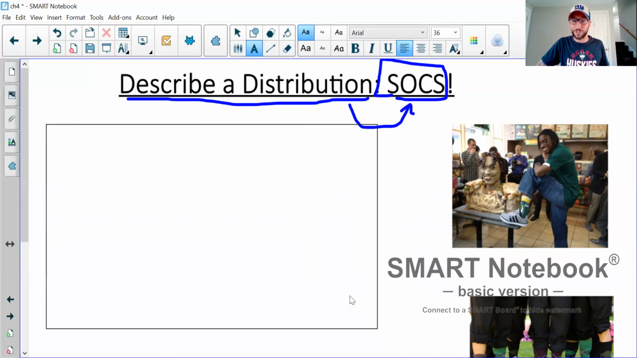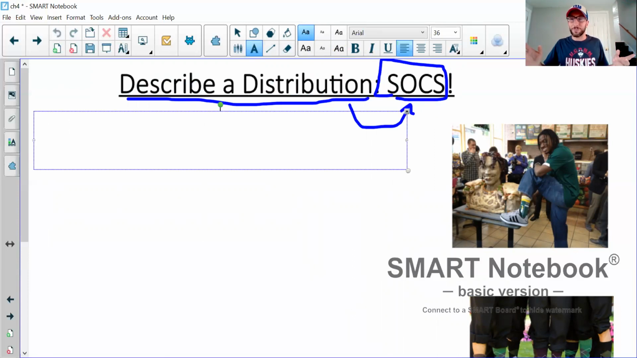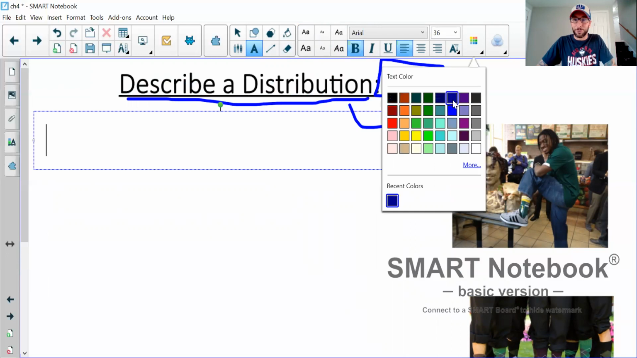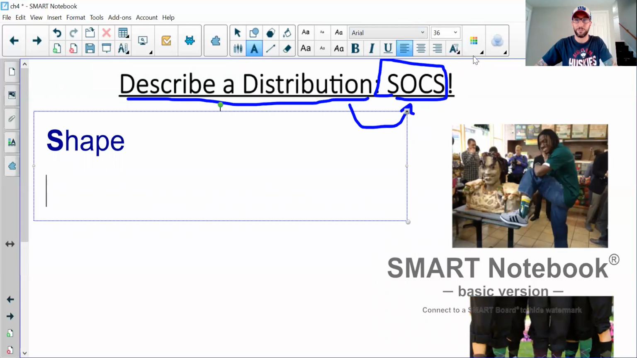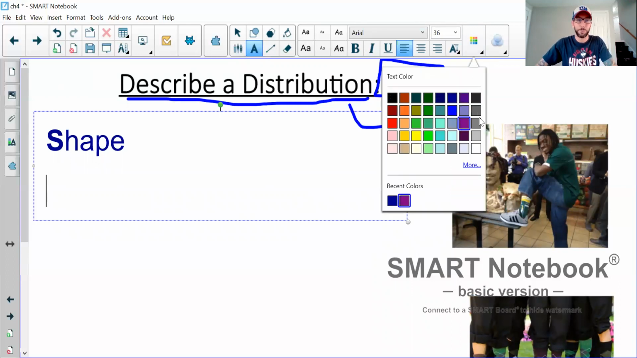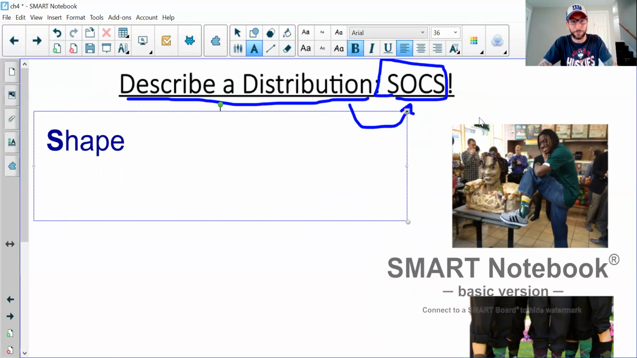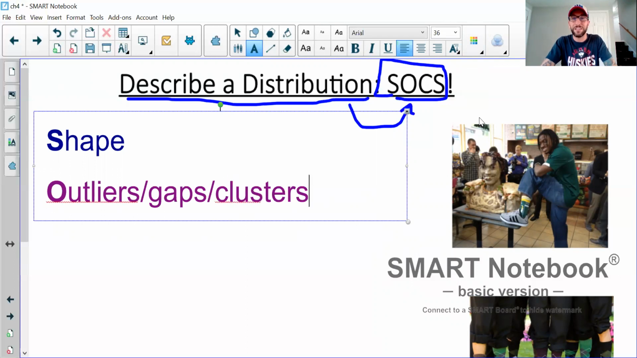And we can use the acronym SOX. Some teachers use CUS. There's different things we can use. So when we talk about SOX, first up, let's see, we'll go with some blue. The shape. So we want to talk about the shape of the distribution. Is it skewed? Is it symmetric? Is it unimodal, bimodal, whatever? That's the primary focus of this slideshow. The next thing we want to talk about, although I say next, but not really in this order, the O refers to outliers, but it's a little misleading because it's outliers or gaps or clusters, anything weird.